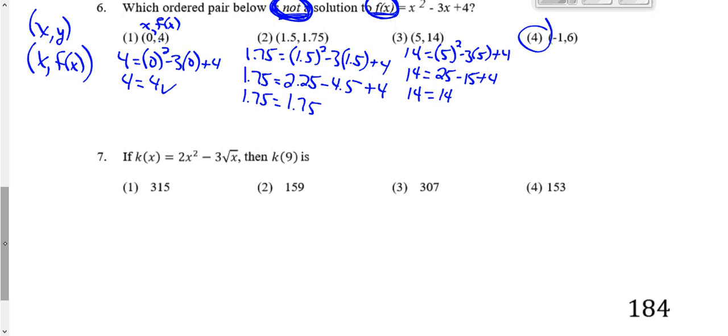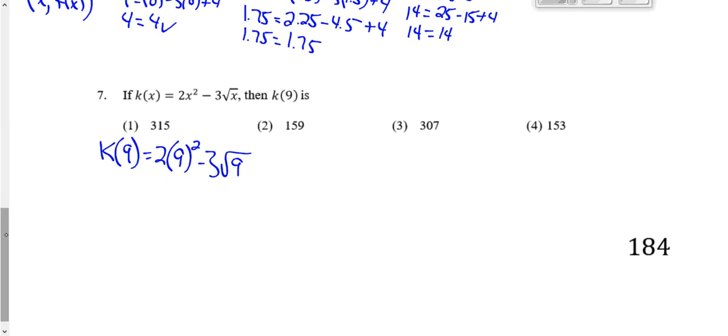Oh, there's square roots in there, but you know how to do a square root now, right? And by the way, this will only be the positive square root here. We won't be dealing with the negative version of it. So what are you going to replace all the x's with, guys? So k of 9, 2 times 9 squared minus 3 times the square root of 9. Let's see what we get here.